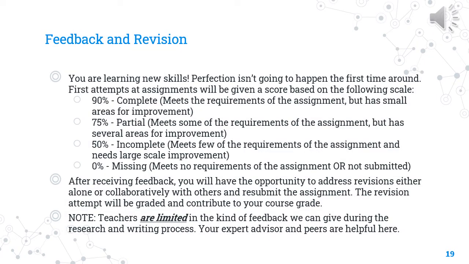Because we are asking you to learn and master a variety of skills, we will be focusing on feedback and revision throughout the course. Perfection is not going to happen the first time you attempt something. First attempts on most assignments that are to demonstrate skills will typically be given a score based on the following scale. You will receive a 90% if it is complete, meaning it meets the requirements of the assignment but has areas of improvement. 75% is partial, meaning it meets some of the requirements, but there are several areas where the paper or project can be improved.